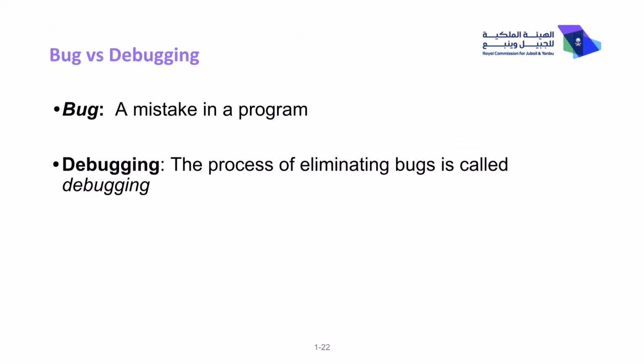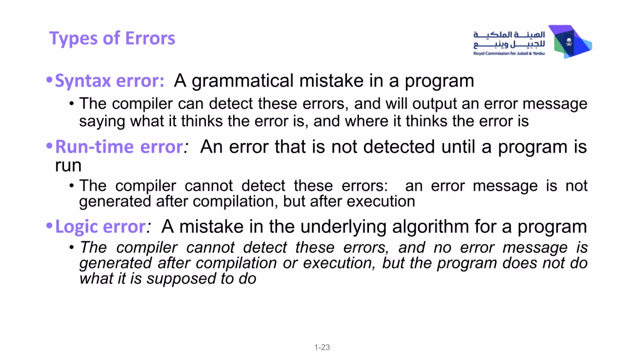A bug is a mistake in a program, and debugging is the process of eliminating these mistakes. There are 3 types of errors. A syntax error is a grammatical mistake detected by the compiler. A runtime error is only detected during execution. A logic error is a mistake in the program's algorithm, which neither the compiler nor execution can detect, resulting in incorrect program behavior.